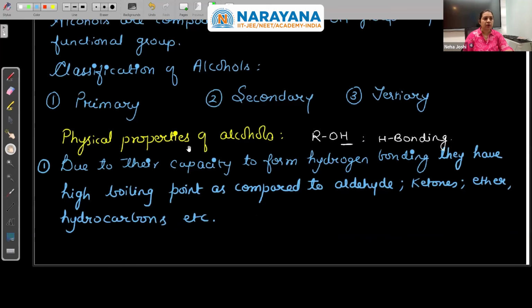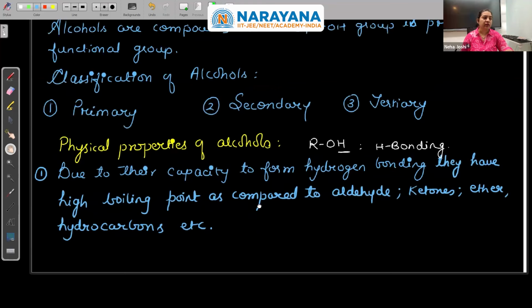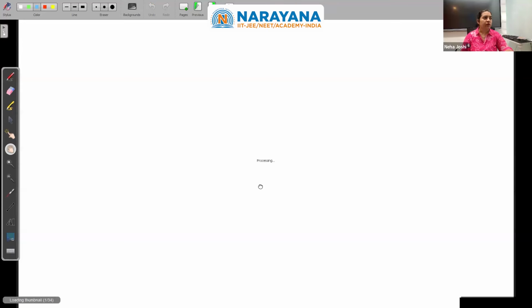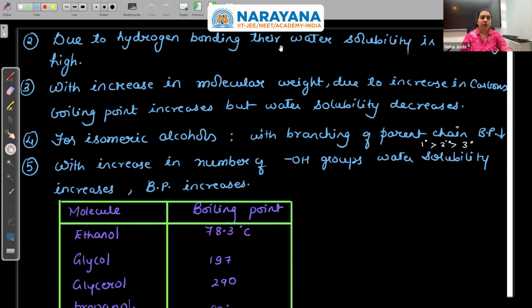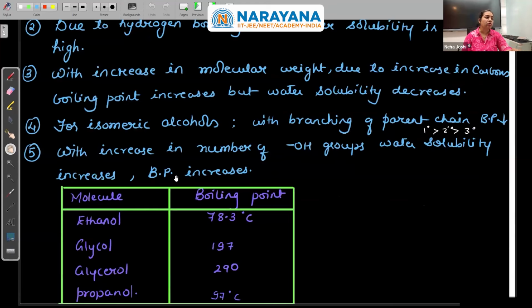Physical properties of alcohol. Extensive H bonding is possible, though less than carboxylic acid. But yes, as compared to alkyl halide, ethers, hydrocarbons, very good hydrogen bonding. And due to their capacity to form hydrogen bonding, they have high boiling point as compared to aldehydes, ketones, ethers, hydrocarbons, etc. And due to their hydrogen bonding, they are also water soluble. In fact, they are highly water soluble.